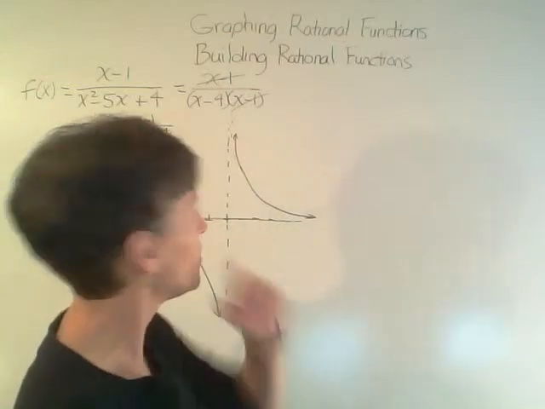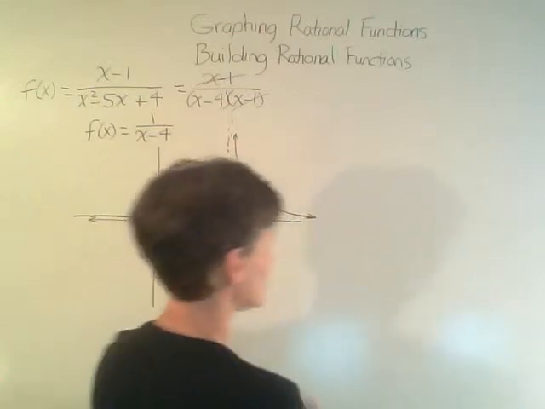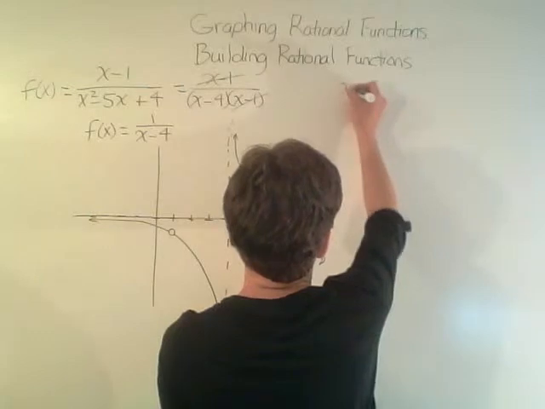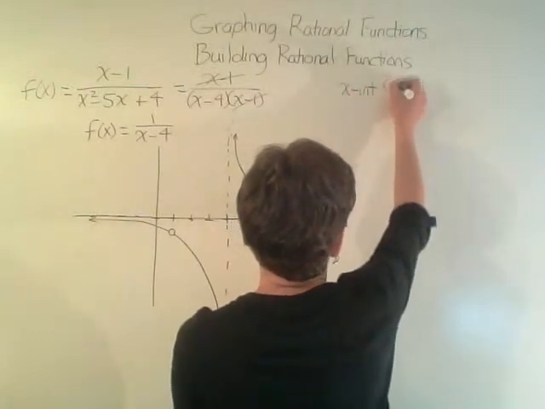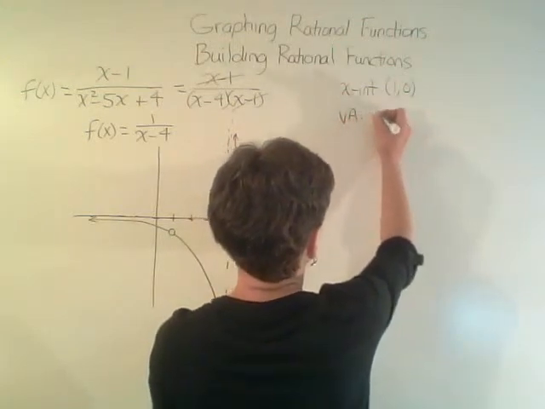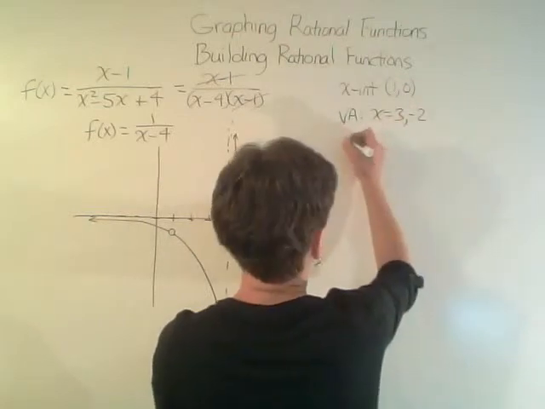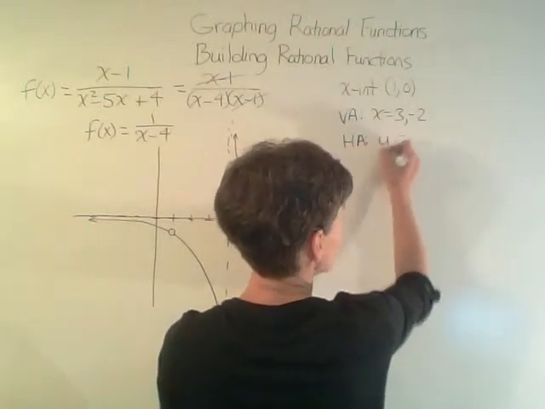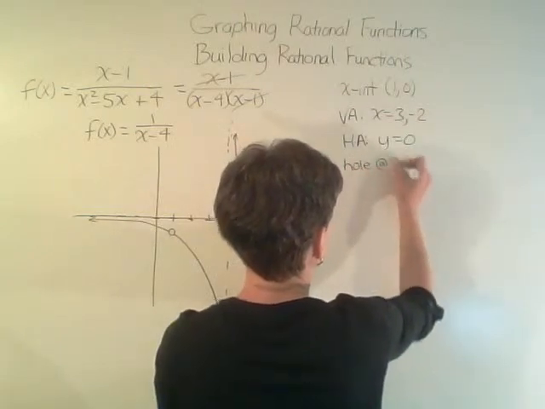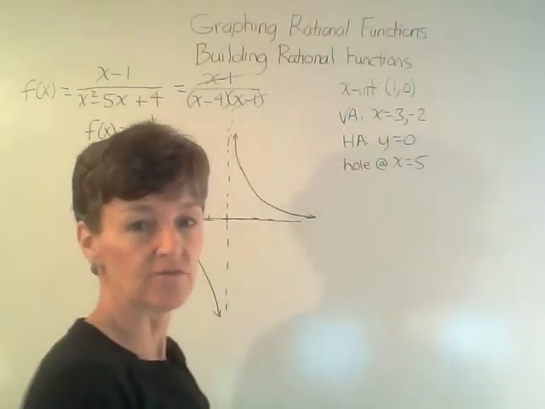So let's talk about now how you build a function from information. Let's suppose that I tell you that the x-intercept is 1, 0. The vertical asymptotes are x equals 3 and negative 2. The horizontal asymptote is y equals 0. And there's a hole at x equals 5. Let's build the function that represents that information.